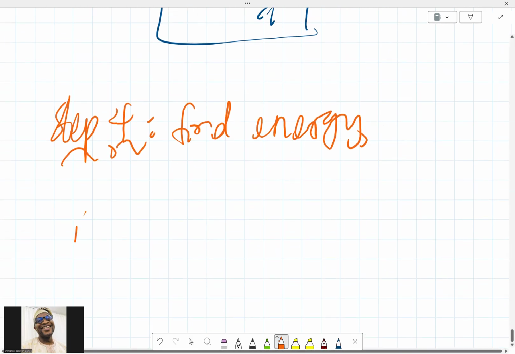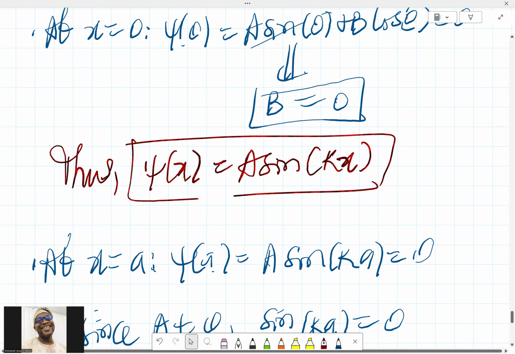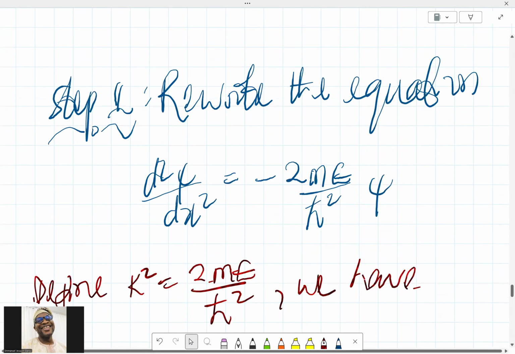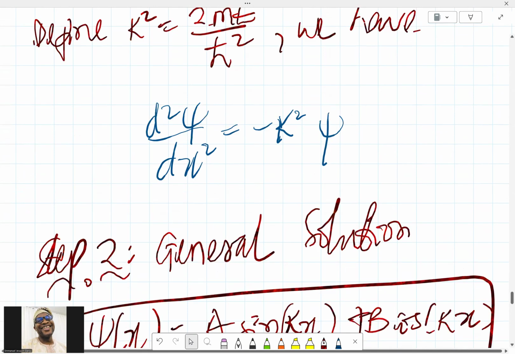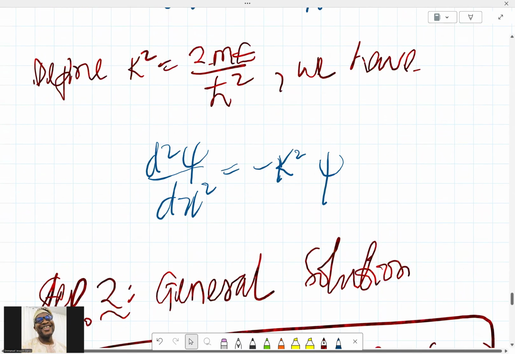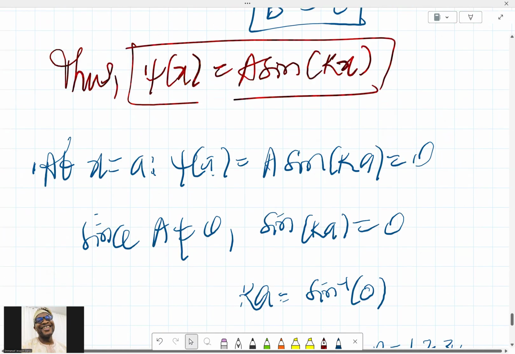So here we know that k squared, remember we defined k squared previously to be this. So k squared is equal to 2mE over h bar squared. You remember that was how we defined it somewhere. I think we defined k squared after here. Yeah, this is the definition of k squared I was looking for. So we can bring it back here.